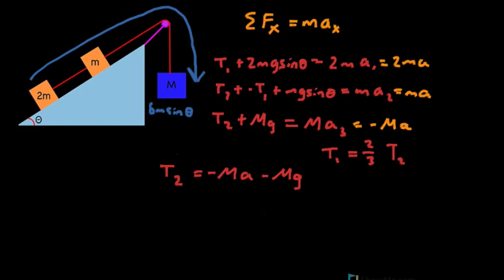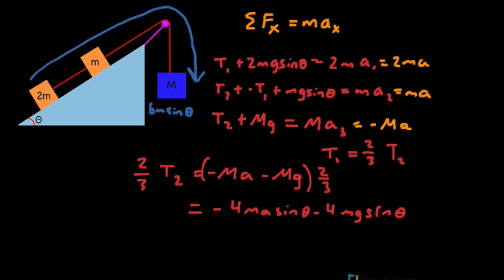So we would know that 2/3 of t2 would equal this expression times 2/3. Now, using capital M equals 6m sine theta, we can see that this is equivalent to saying minus 4ma sine theta minus 4mg sine theta, because we distribute the 2/3.